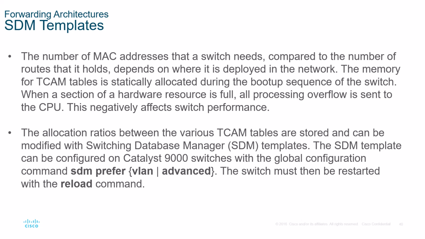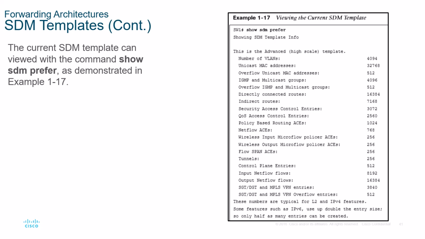The SDM templates can be configured on Catalyst 9000 switches with the global configuration command sdm prefer. And then again, the switch has to be reloaded. Sadly, I don't have a Catalyst 9000 switch, so I can't really show you that. Here's what it looks like though. Show sdm prefer will show you the details. You can actually look at the templates and the template information.